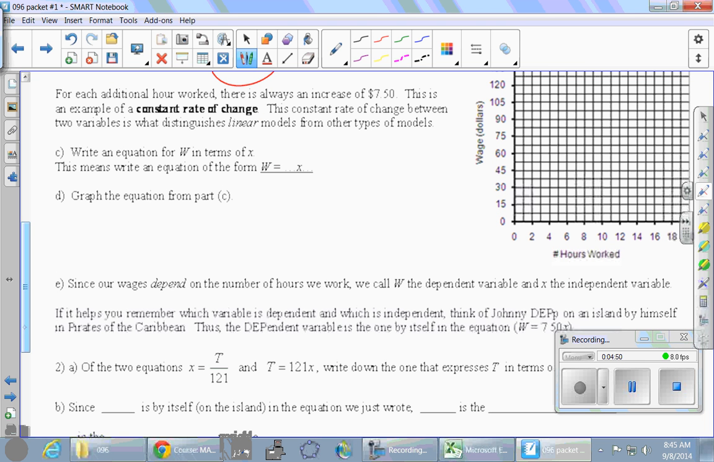Okay, so the fact that every hour we make exactly the same amount more, 7.50, makes this a linear thing. And it turns out if we graphed, which we will in a moment, we'll see a straight line. Let's move to part C.